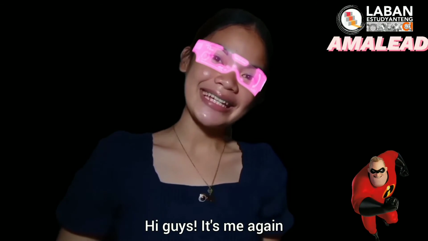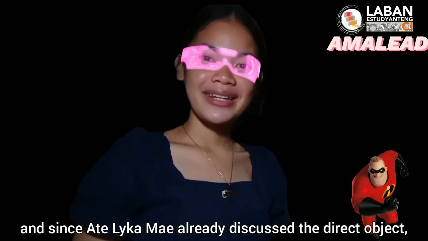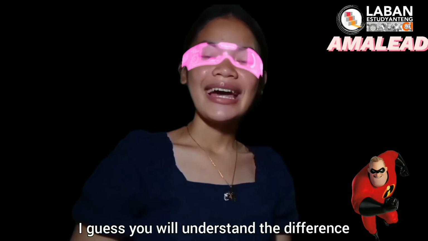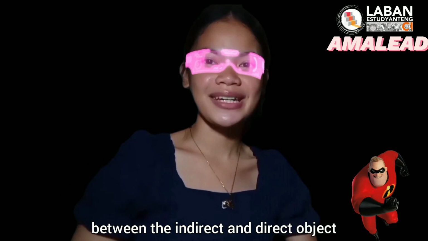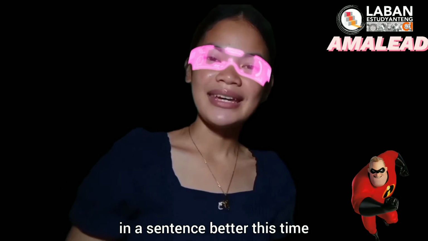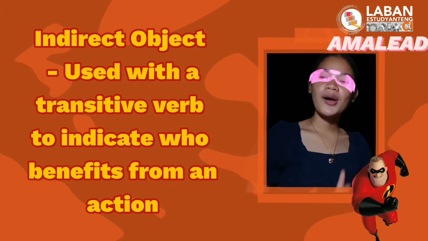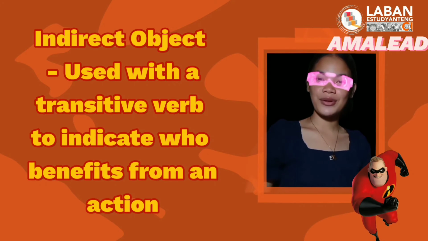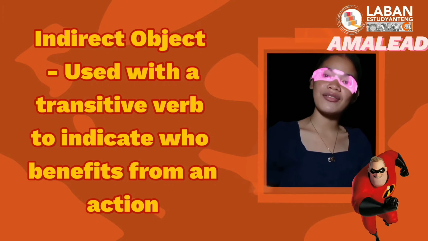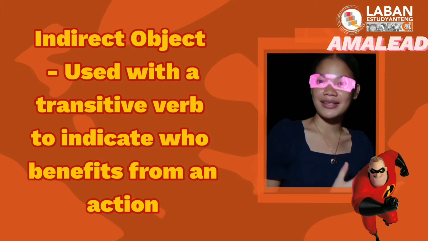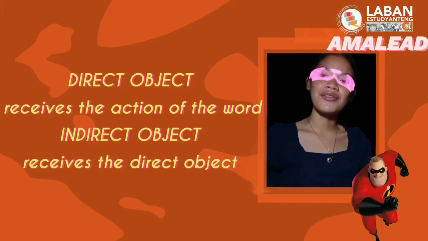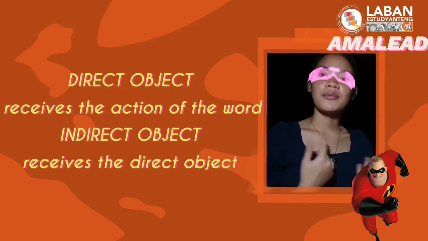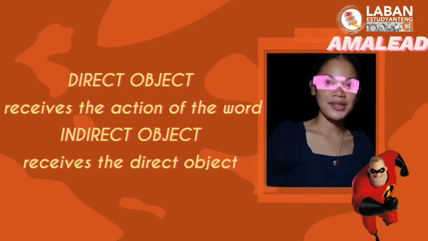Hi guys, it's me again, and since Amalead already discussed the direct object, I guess you will understand the difference between the indirect and direct object in a sentence better this time. An indirect object is an object that is used with the transitive verb to indicate who benefits from an action or gets something as a result. Again, the direct object receives the action of the verb, and meanwhile, the indirect object receives the direct object.